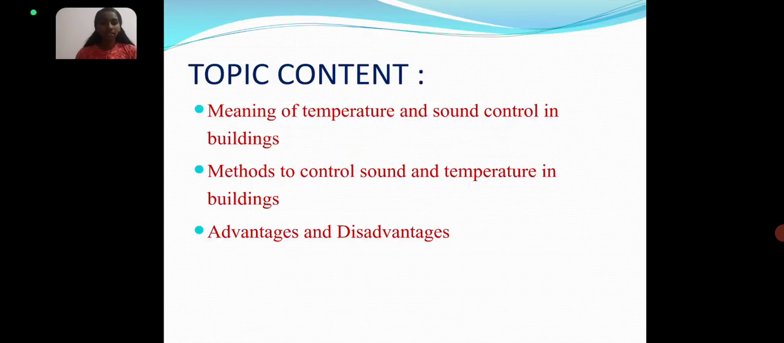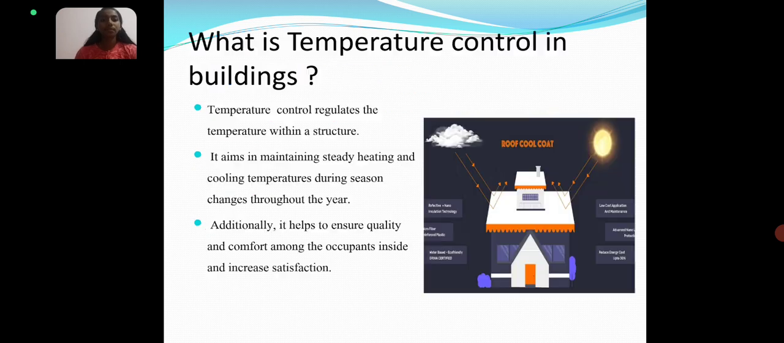So the topic content is meaning of temperature and sound control in buildings, methods to control sound and temperature in buildings, advantages and disadvantages. Now let's move on to the main topic.